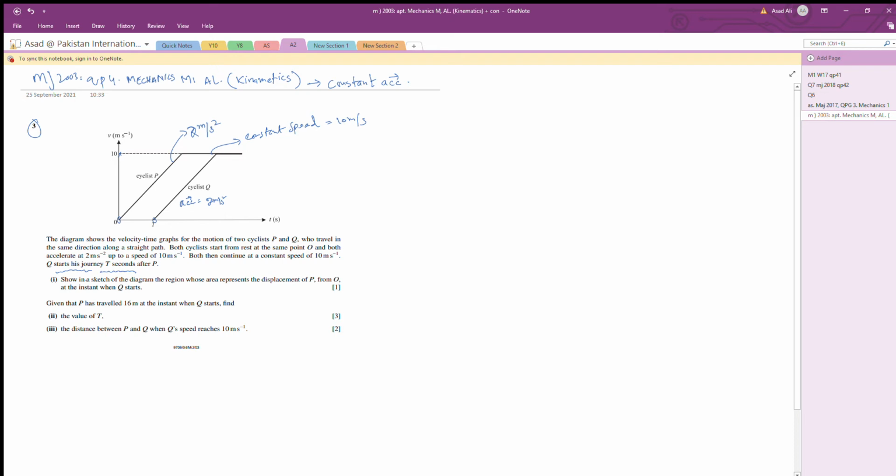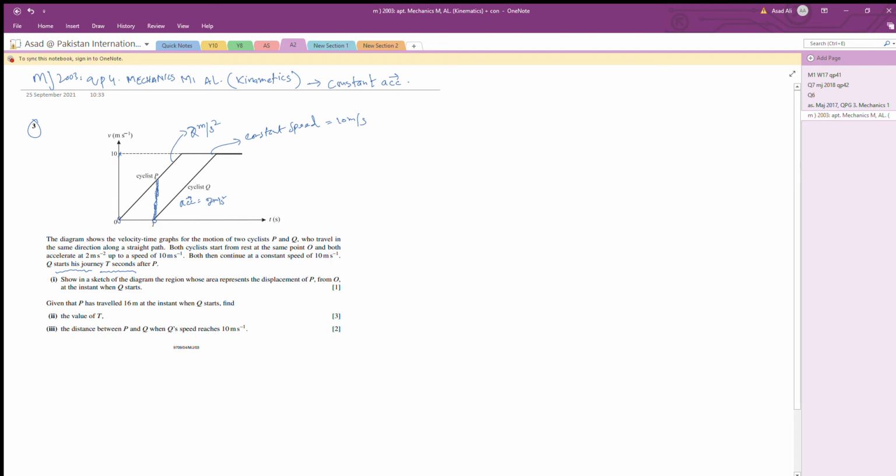Now see, show in a sketch of the diagram the region whose area represents the displacement of P from the origin at the instant when Q starts. Look here, displacement is basically the distance covered. The distance covered by P when Q is starting its movement. Q is starting its motion here, so just go from this point and make a straight line. This is the point where Q starts motion.